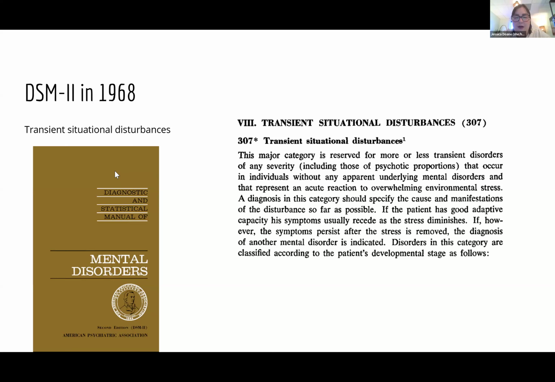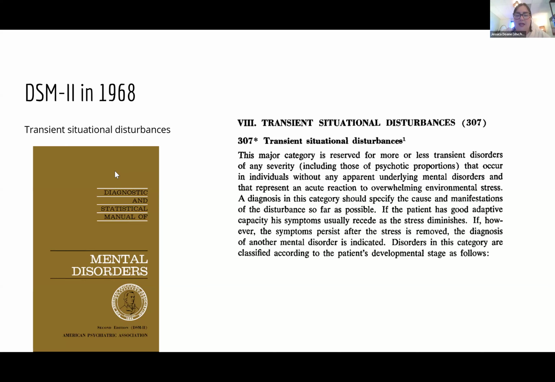Disorders in this category are classified according to the patient's developmental stages. And those developmental stages were broken down into 5 stages, much like in the DSM-1. So we've got infancy, childhood, adolescence, adult life, and late life. So if we're looking here and comparing between the DSM-1 and the DSM-2, we're in a pretty similar spot.